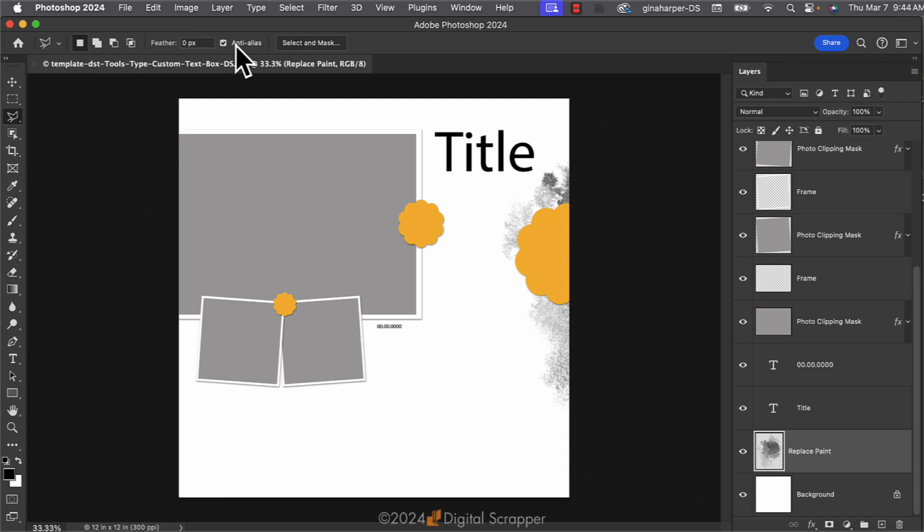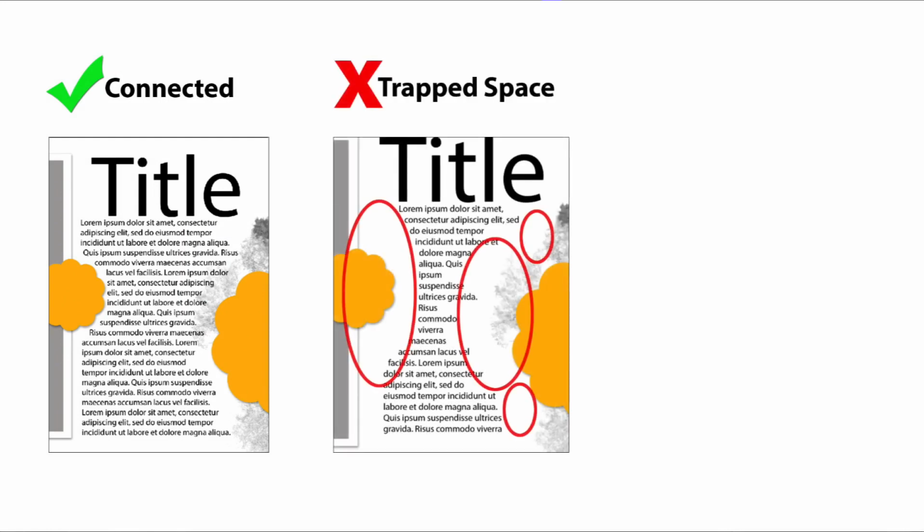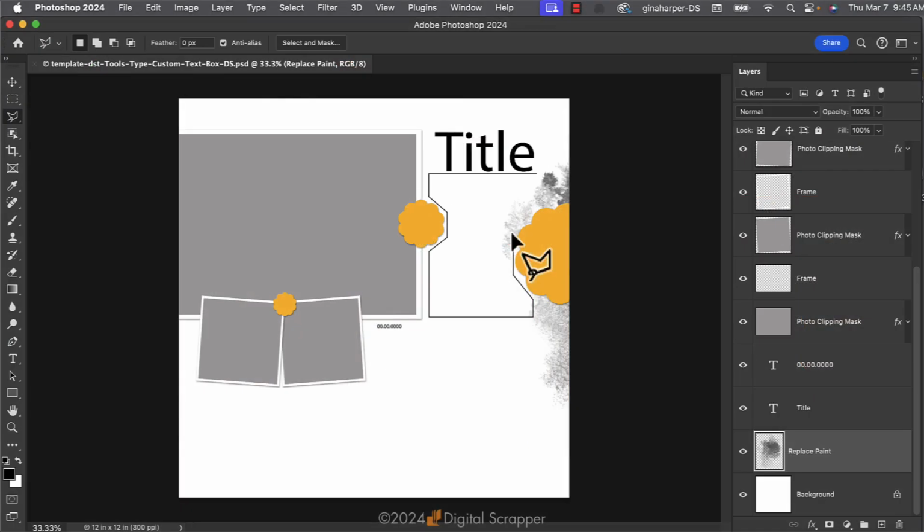On the document, click to place a series of segments that loosely outlines the shape you want your type to fill. I'll start below the title on the right side. When placing the segments, you want to snuggle it closely enough to the elements to create a connection and avoid trapped space. However, you'll also want to avoid placing it too closely, or your journaling may appear crowded. To undo a segment, press the backspace key, delete key on a Mac. To close the selection, click at the beginning of the first segment.